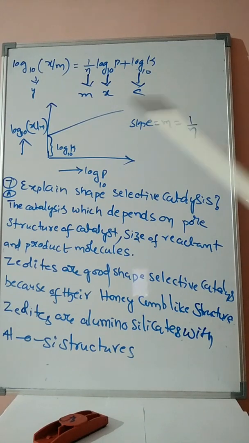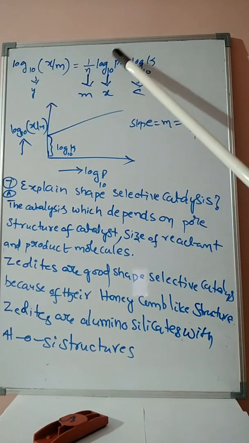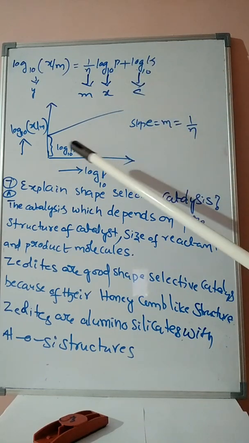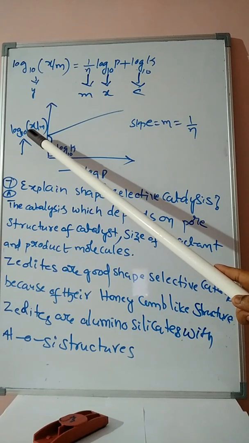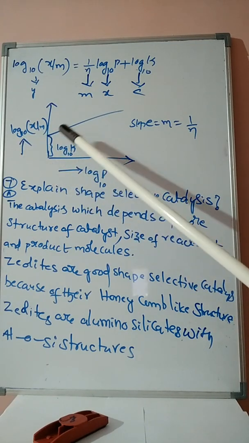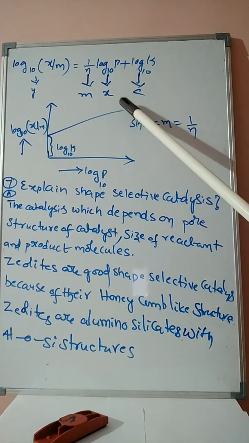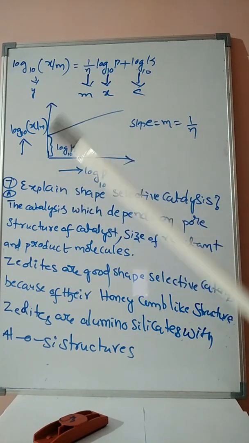Okay, students, next continuation. Log x by m base 10 equal to 1 by n log p base 10 plus log k base 10. It is in the form of y is equal to mx plus c. If you plot graph between log x by m on y-axis, log p on x-axis, the nature of the graph will be like this with a slope 1 by n and a y-intercept log k base 10.